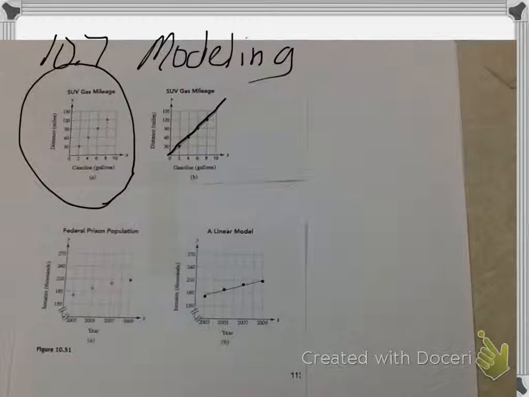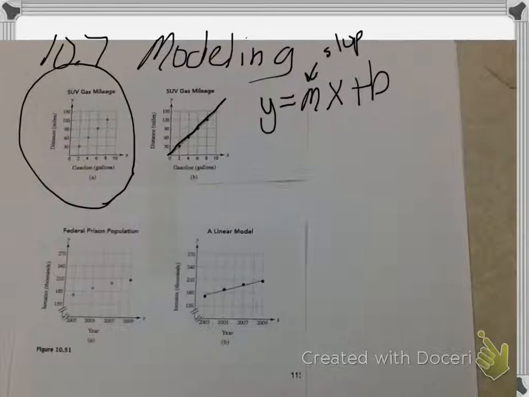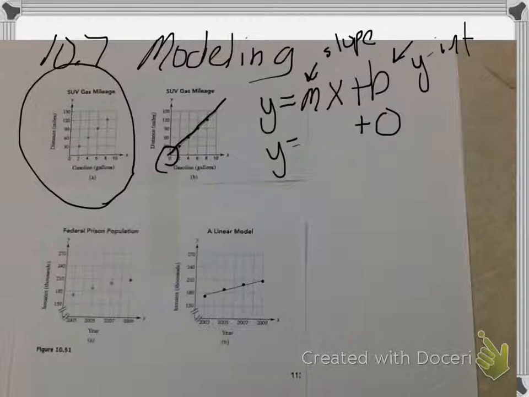Now if you wanted to write an equation, because you're going to have to write equations from lines that you draw, the easiest way is y equals mx plus b form. You already know that the m is slope and the b is y-intercept. And so you can see the y-intercept is 0. So I can put a 0 in for b. Okay, the slope I can find because I can look at how far it rises from one point and then runs to another.